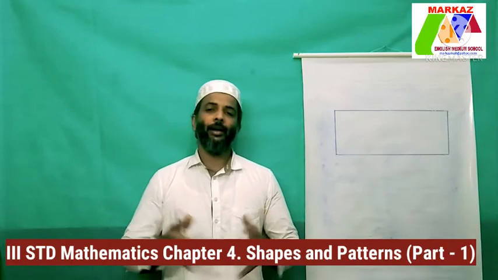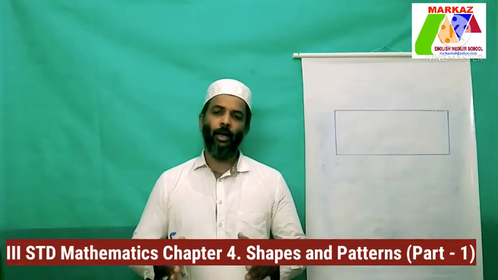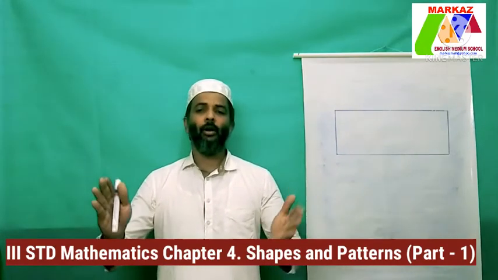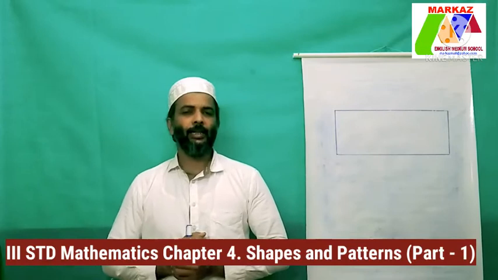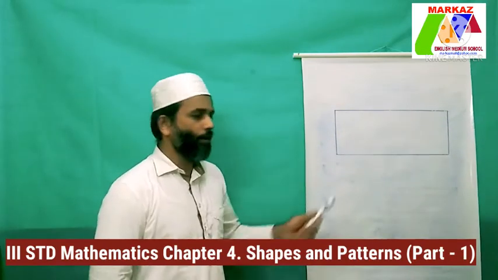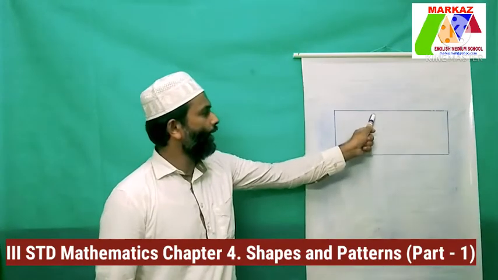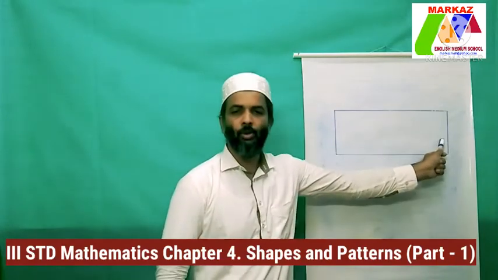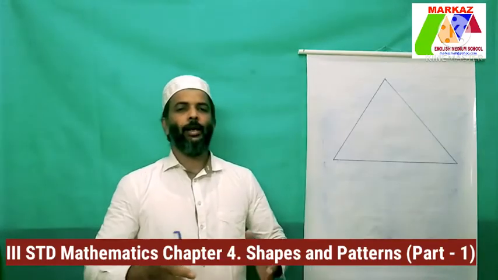Basically, you must know the difference between square and rectangle. In square, all sides are equal. In rectangle, parallel sides, or you can say opposite sides are equal. That means this side equal to this side and this side equal to this side. Now look at the next one.